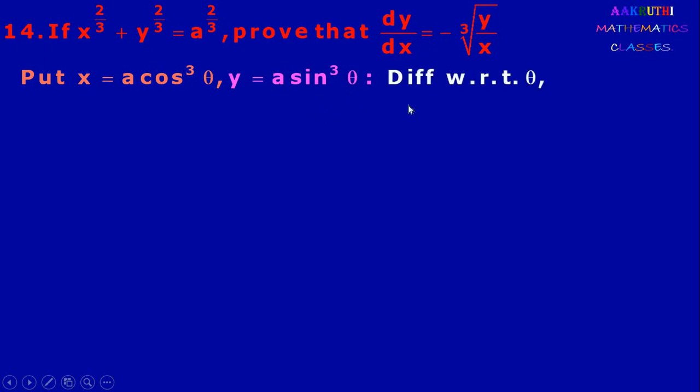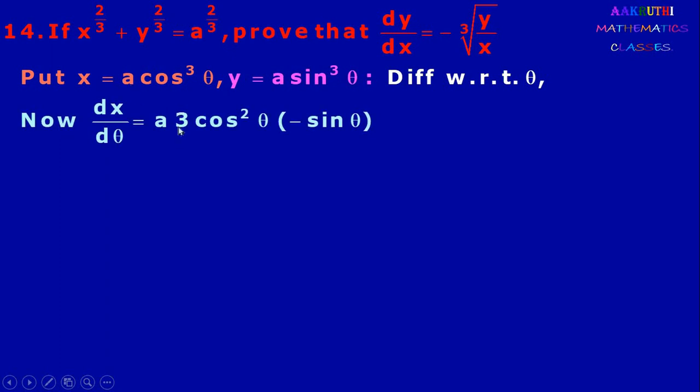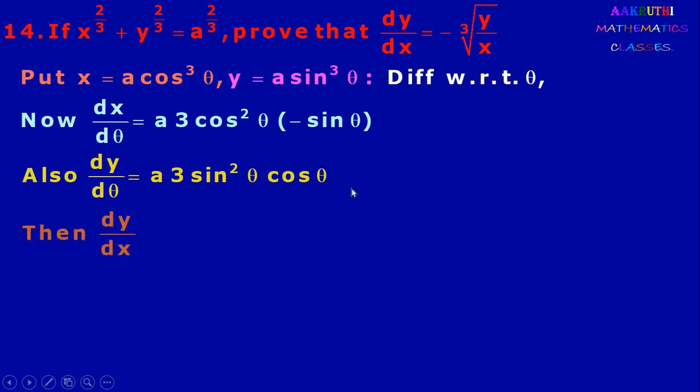Now here differentiate with respect to theta. So we find dx by d theta. It is a is constant. Cos cube theta differentiation is 3 cos square theta into again cos theta differentiation is minus sin theta. So next find dy by d theta. So dy by d theta a constant, sin cube theta. Sin cube theta differentiation is 3 sin square theta, again sin theta differentiation is cos theta. So we find dy by dx.